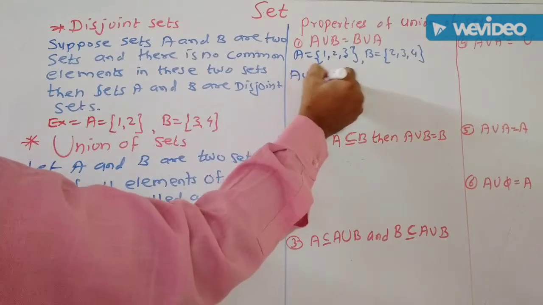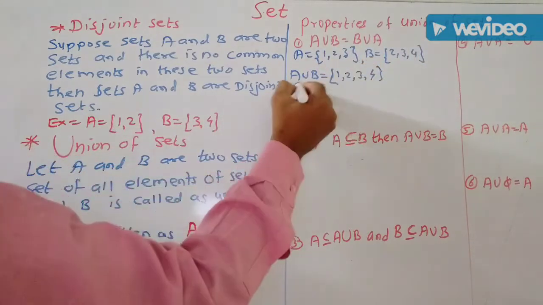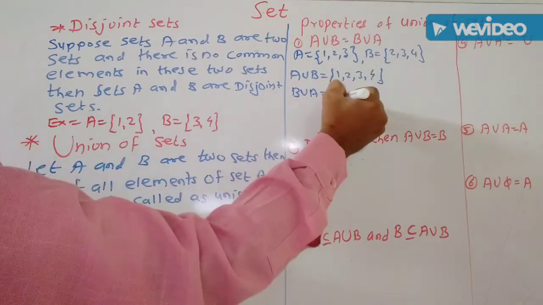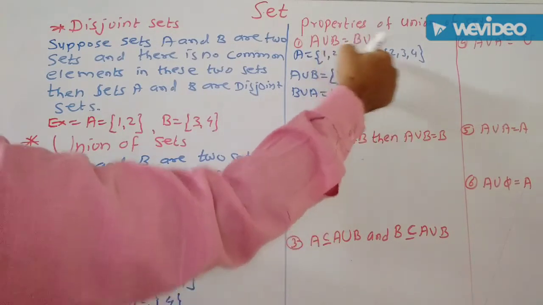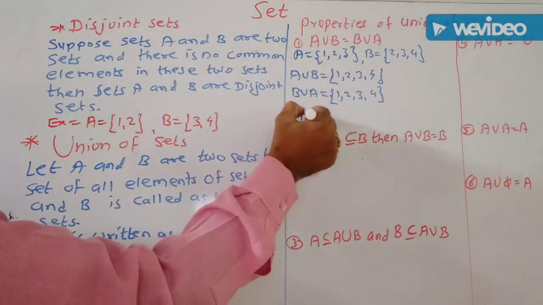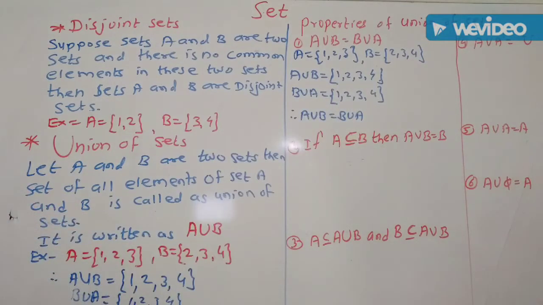Then A union B is the set of all the elements in these two sets: 1, 2, 3, 4. B union A is the set of all the elements in B and A, that is 1, 2, 3, 4, with repeated elements written only once, and therefore we can write A union B is equal to B union A.